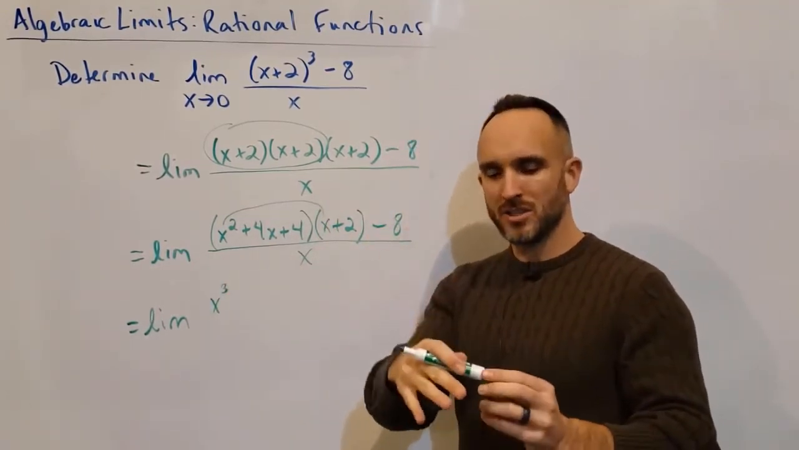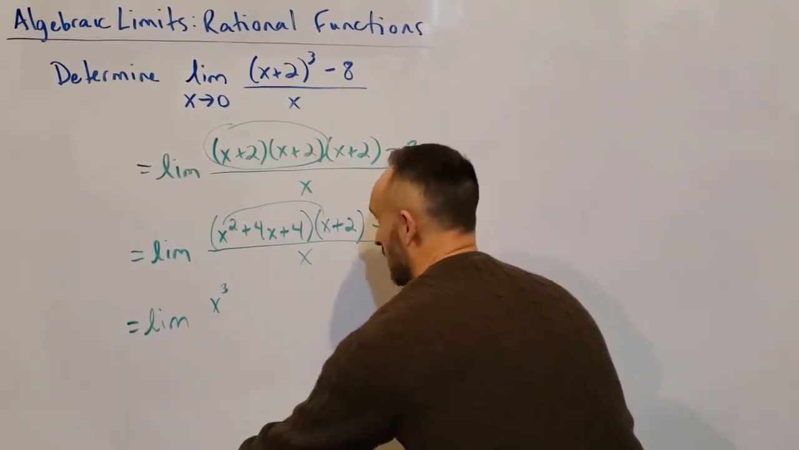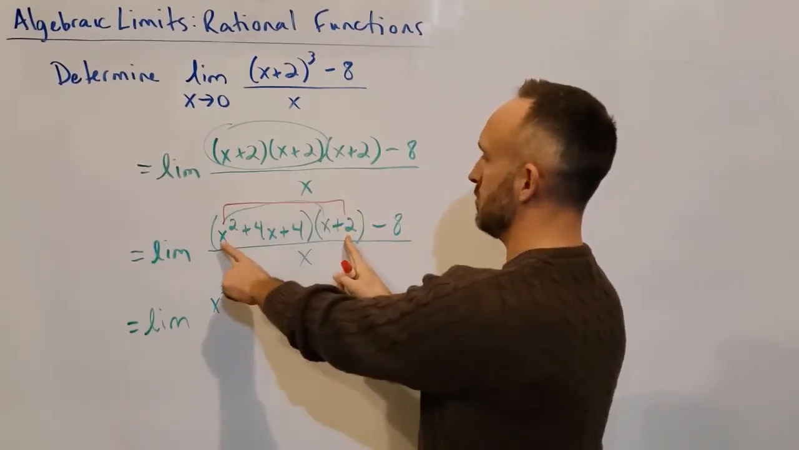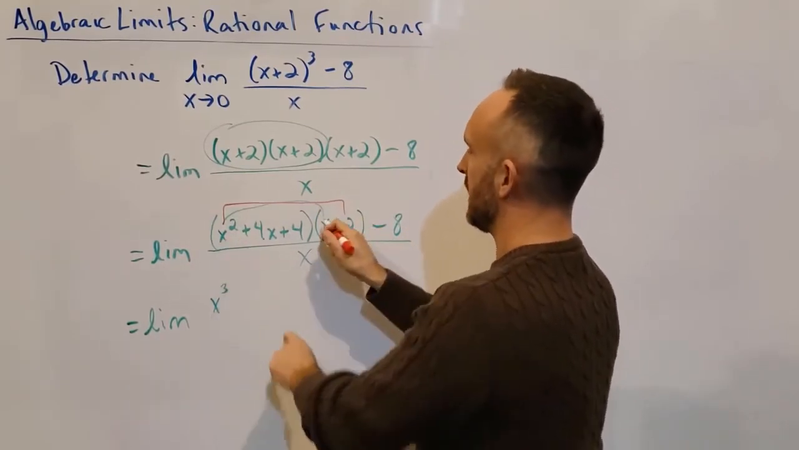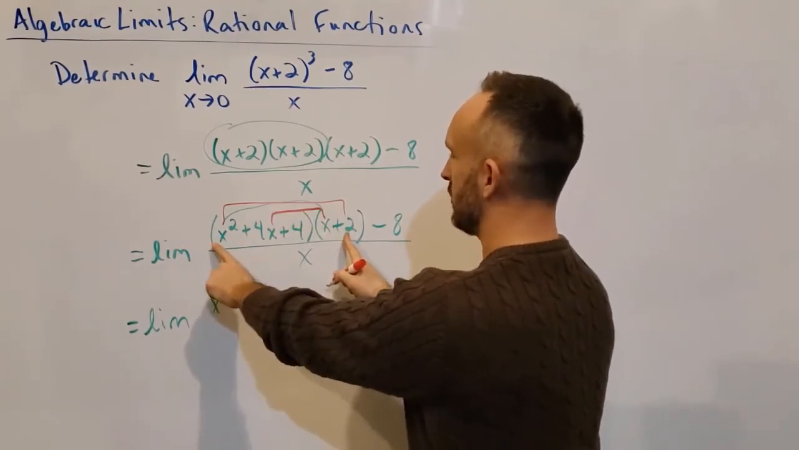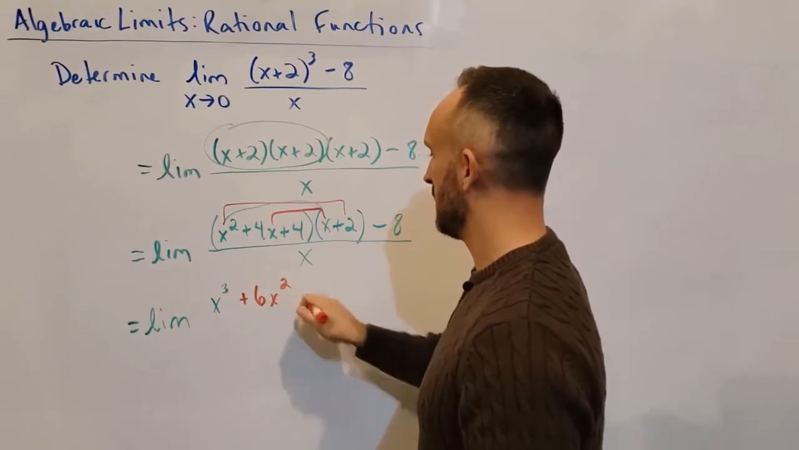Then I go down to the next lowest degree, which is x squared. I'm going to collect all my x squareds. Well, I can get x squared by multiplying x squared and 2. That gives me 2x squared. But I can also get x squared by multiplying 4x and x. So I've got 2x squared plus 4x squared, that's 6x squared. Those are all of my x squareds.